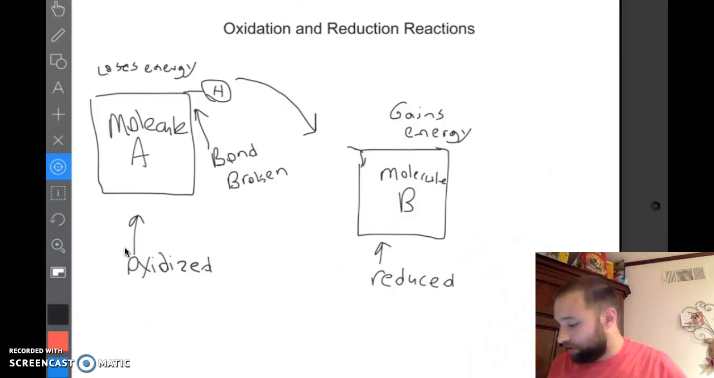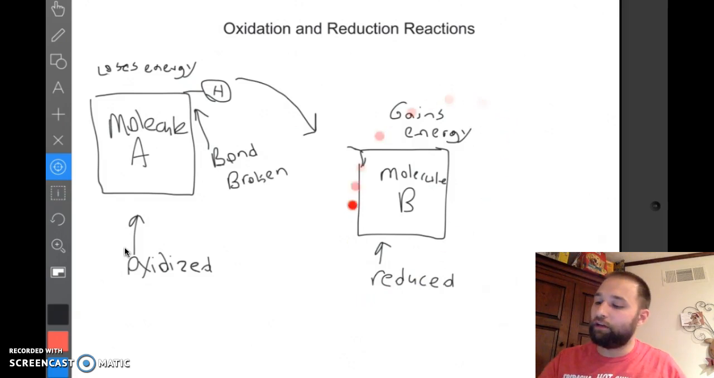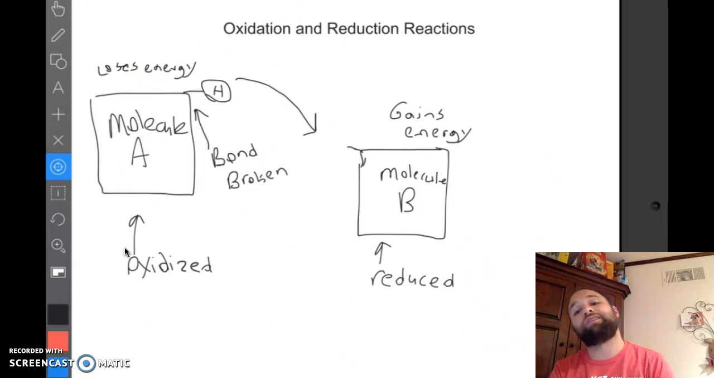For letter C on there, it says oxidation and reduction reactions are simply two aspects of a single chemical reaction. They must occur at the same time. Thus, when one substance of a chemical reaction is oxidized, another must be reduced. So oxidation loses energy, reduction gains energy. Two very, very important topics as we move through the next few days.